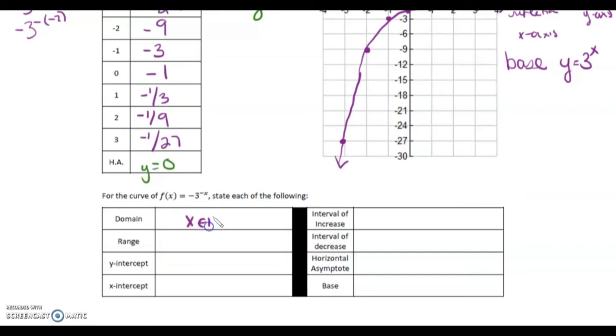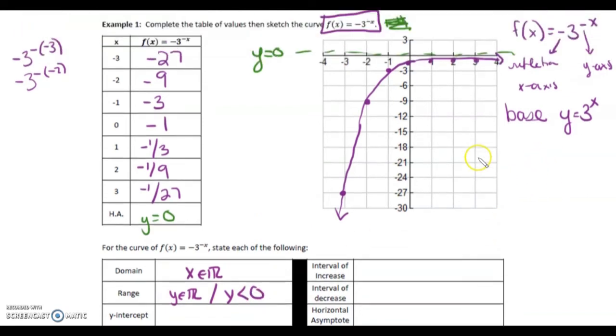Domain is still x ∈ R, it hits every number. Okay, the range, we started with y ∈ R such that y is less than 0. Because we're talking about this horizontal asymptote, y is going to be every single number here, right? It's going to go all the way to negative infinity. It's going to go down forever.